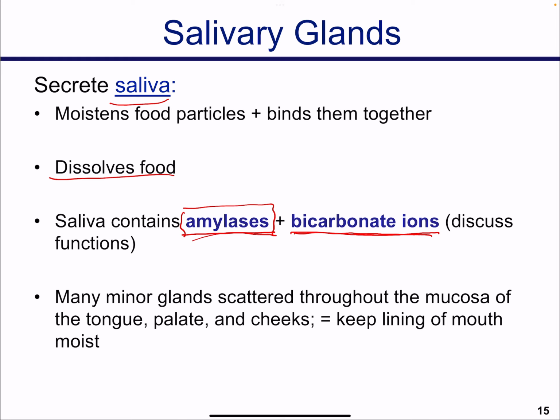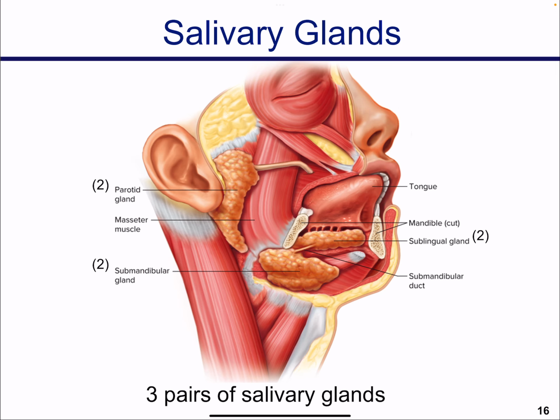So, the salivary glands. I told you that we do have 3 pairs of salivary glands, and these pairs of salivary glands are going to be the parotid gland right here. It's one set of salivary gland. We have the submandibular salivary gland and the sublingual salivary gland right here. Okay, so we have 3 sets of salivary glands.